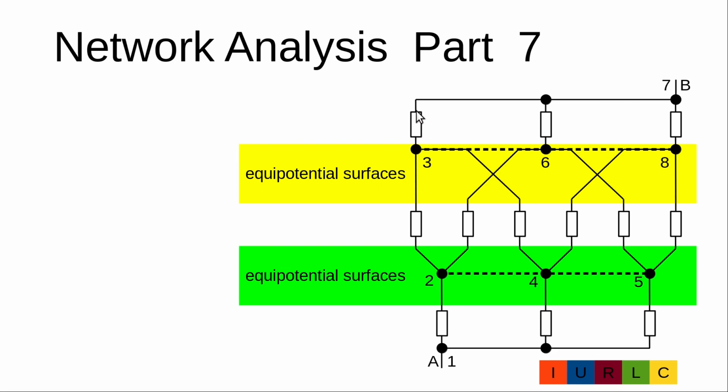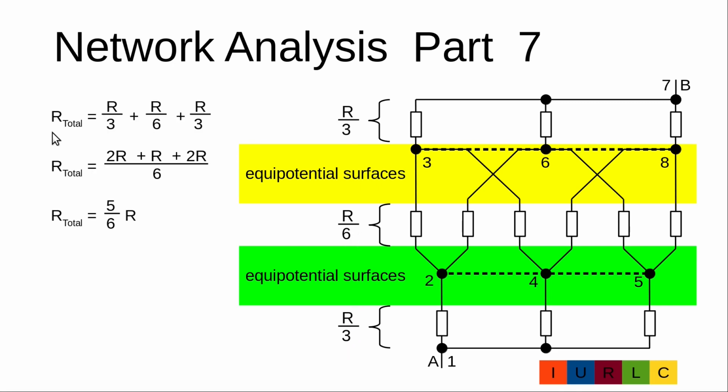Now we can see that we have here 3 resistors in parallel, here 6 resistors in parallel, and here 3 resistors in parallel. And now it's easy. Here we have R divided by 3, R divided by 6, and R divided by 3. So we get R total is R divided by 3 plus R divided by 6 plus R divided by 3. We bring all on the same fraction line and get R total is 5 divided by 6 times R. If R is 10K, then R total is 8,330 ohm.